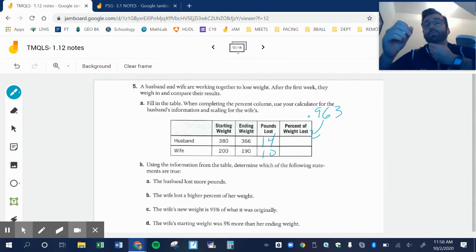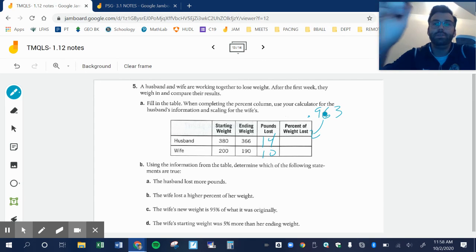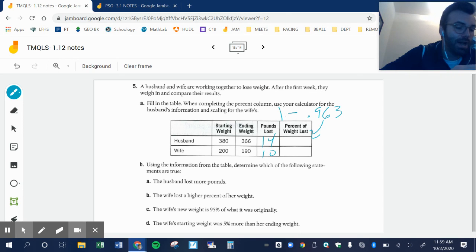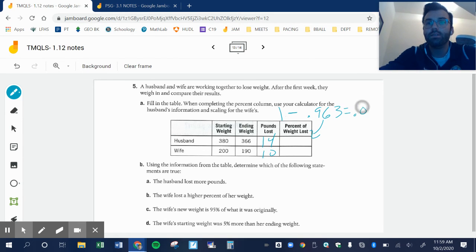Obviously, this is going to be a decrease because we're losing weight, right? But it's a percent decrease because this value here is less than 1. So to find the percent that I'm decreasing, I'm going to do 1 minus this value. So 1 minus 0.963 gives me 0.037. And if I multiply that by 100, that's 3.7%.